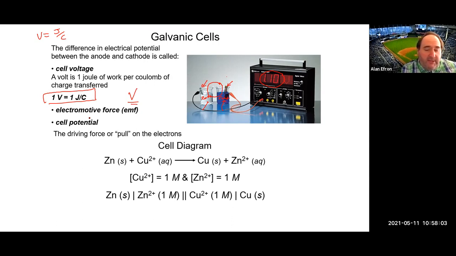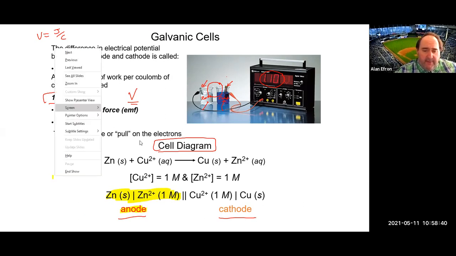If we look at our reaction, we can also display it in a very common way, which is referred to as a cell diagram. Cell diagrams are arranged in a certain way, from anode to cathode. On the left-hand side, this is your anode compartment. On the right-hand side is your cathode compartment.